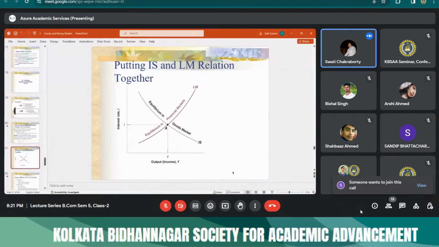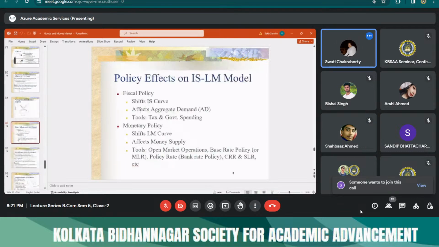Now this is where we come across the different policies we have: fiscal policy and monetary policy, which are determined from the IS-LM model. When we talk of fiscal policy, there are three ways to go about it. One is the shift of the IS curve. Second is the aggregate demand. And third, fiscal policy affects the aggregate demand curve, not the aggregate supply. The tools we have are, as I said, G and T, government spending and tax.